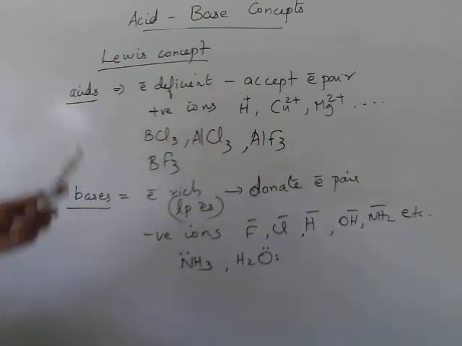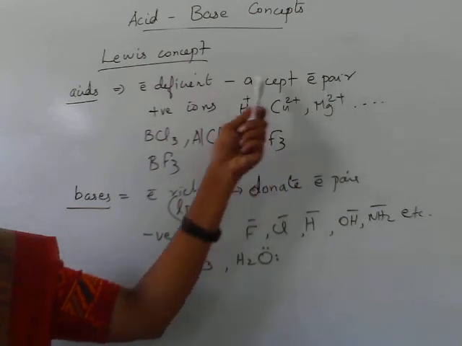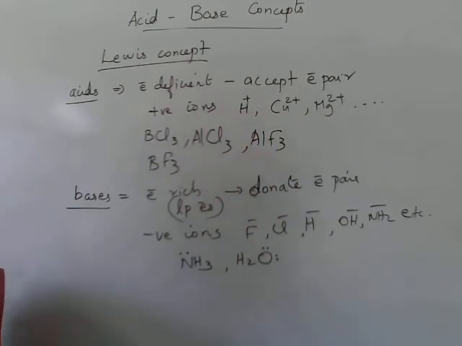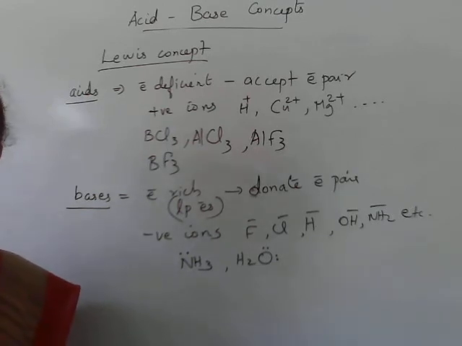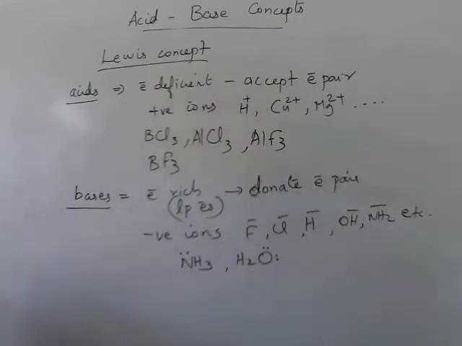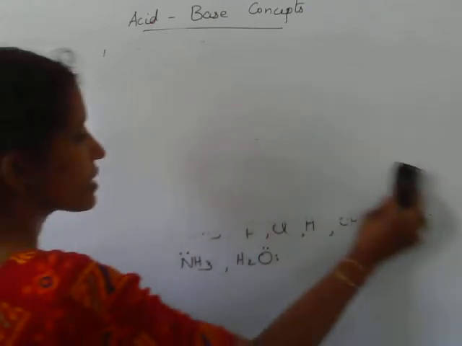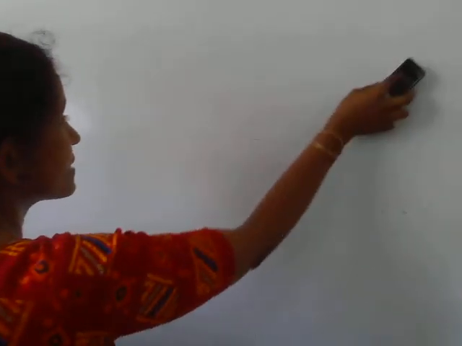Clear? Lewis acids are electron pair acceptors. Lewis bases are electron pair donors. These are the examples. So these are the three concepts of acids and bases: Arrhenius concept, Bronsted Lowry concept, and last one, Lewis acid base concept.